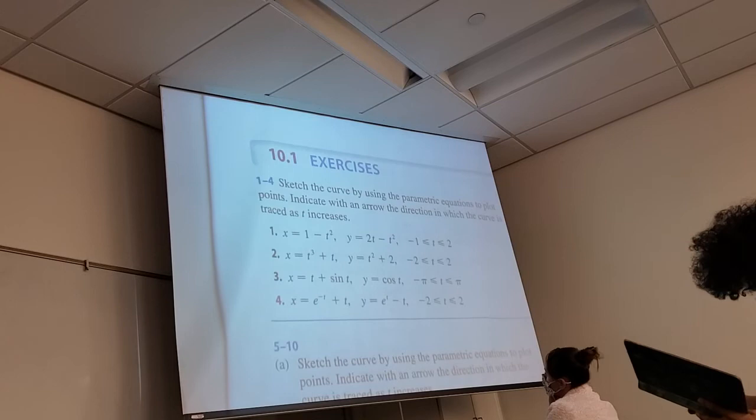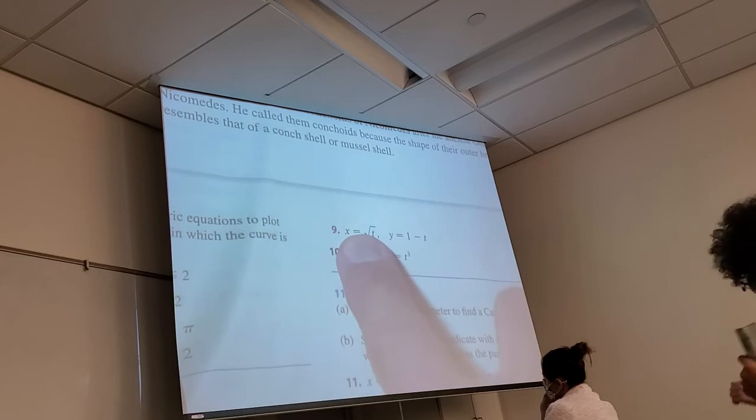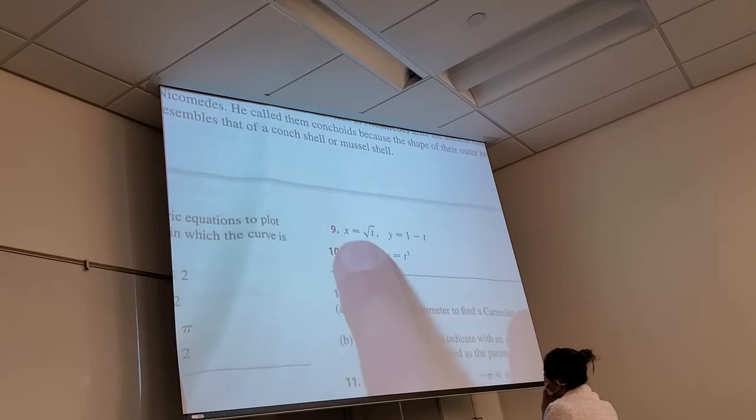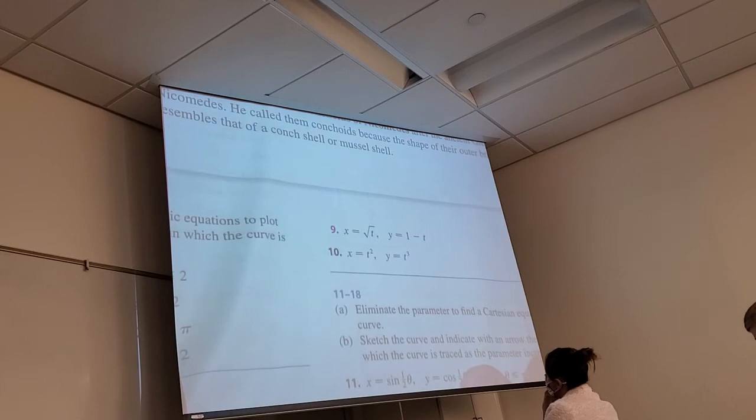For number 9, that's a problem where the t parameter can't be negative, right? Exactly. So that is another example of what to look for in terms of what x could possibly be. x can't be negative. It could be 0 and up from there.